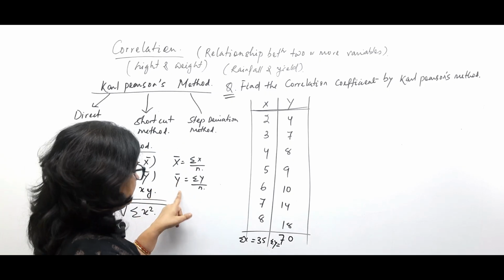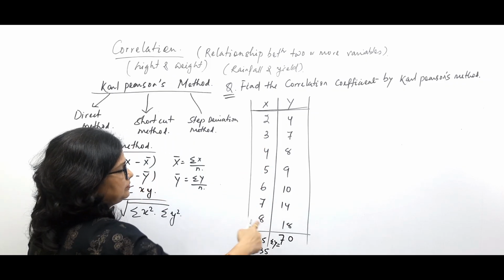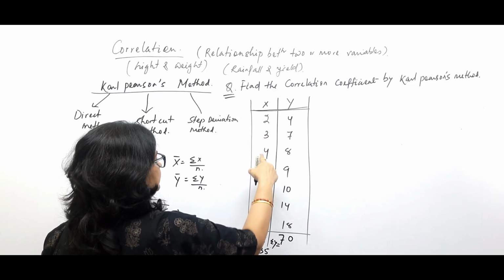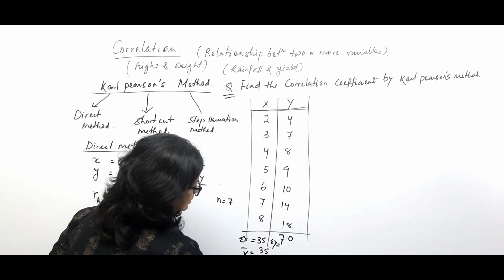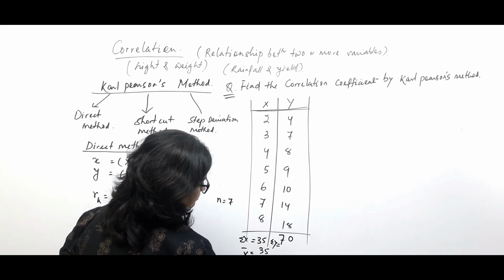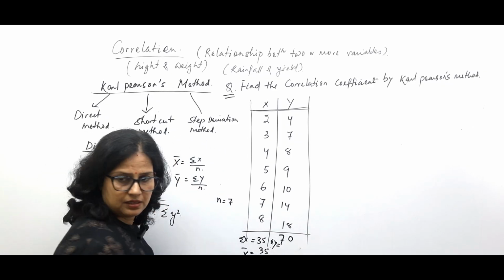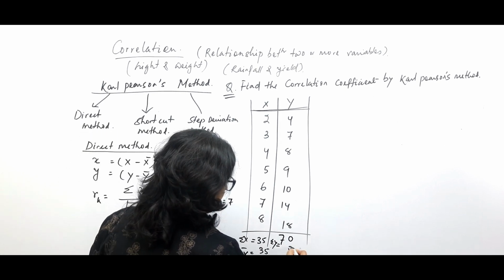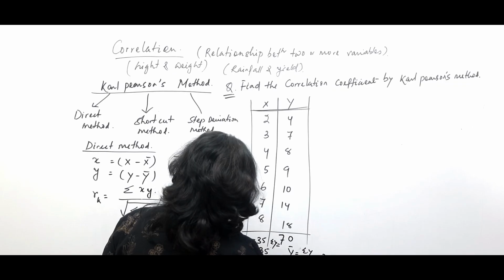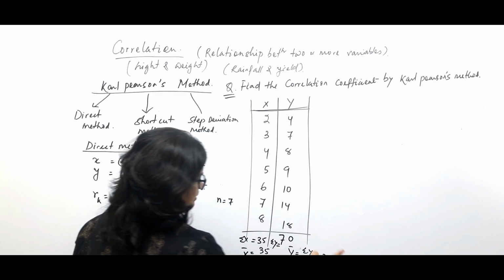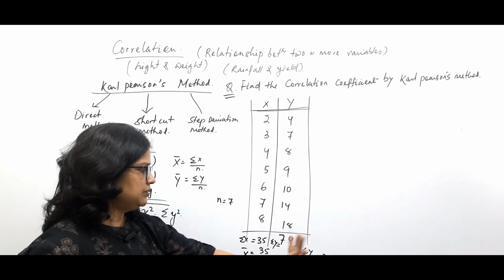So we need to calculate x bar and y bar. X bar equals 35 divided by n. What is the number n? 1, 2, 3, 4, 5, 6, 7. N equals 7. So this is 5. And y bar equals sigma of y divided by n, that is 70 by 7 equals 10. One is 5, one is 10. So x bar equals 5 and y bar equals 10.